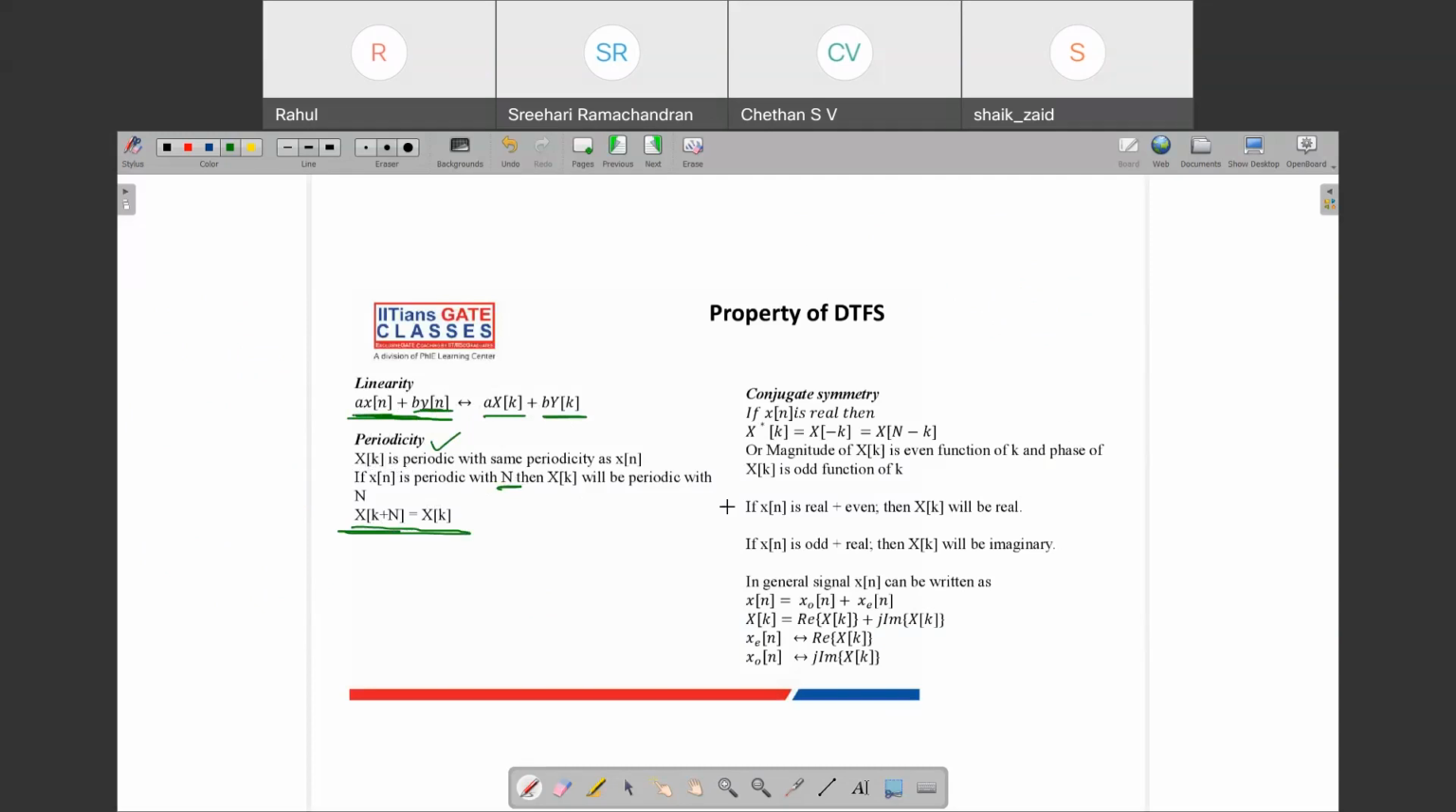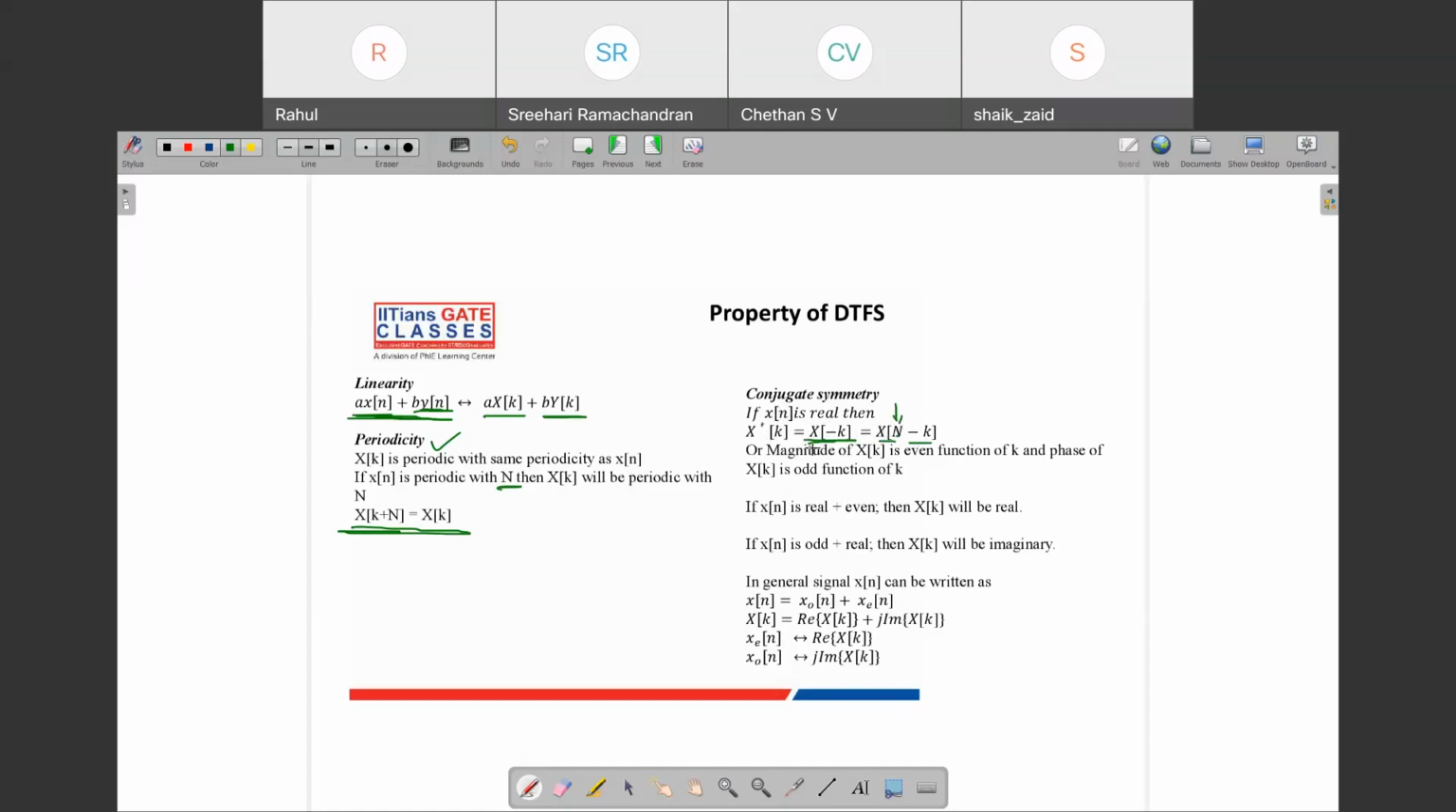Next is the conjugate symmetry. Again, it is the same as what you have seen in the Fourier transform. Let's say you have x of n, which is a real signal. In that case, x of k conjugate will be given as x of minus k. Now this x of minus k, you can write as x of n minus k, because x of k is periodic, so whether you add this n here or not, it doesn't matter.